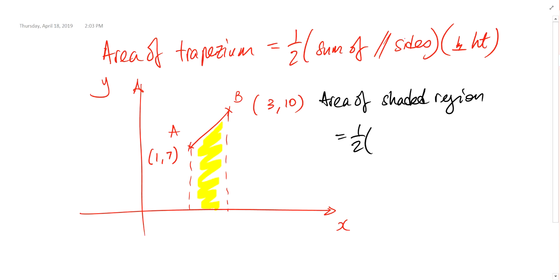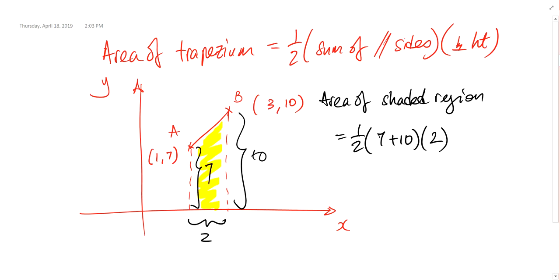Equals to half times 7 plus 10 times y3. Okay, because here we've got 2. This is 10 and this is 7. Okay? So this is how we find the area of a trapezium.